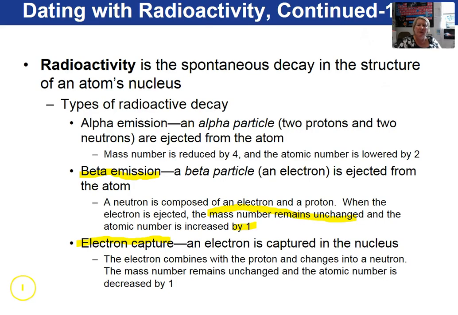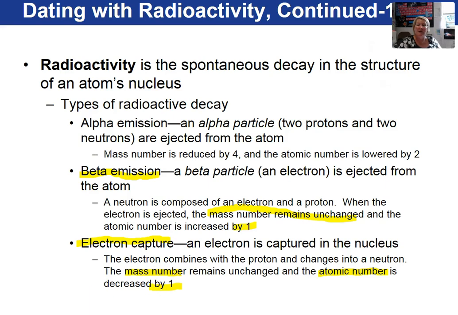As a final example, we're going to use electron capture. It's just what it says. An electron gets captured. And the reason that a nucleus undergoes electron capture is because there are too many protons compared to the number of neutrons. So the proton captures the electron, which changes it into a neutron. Once again, mass number stays the same. However, this time the atomic number goes down by 1.